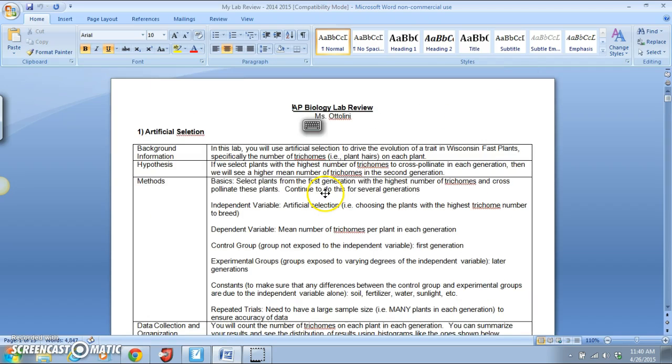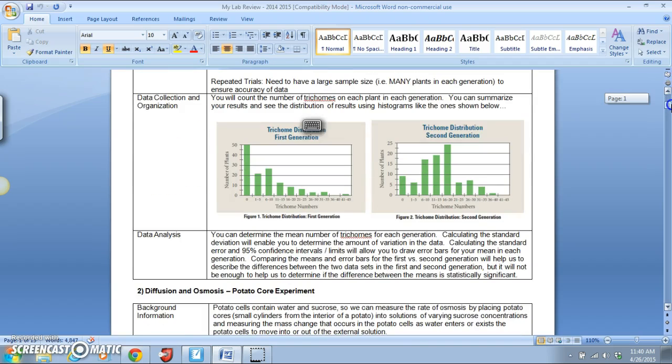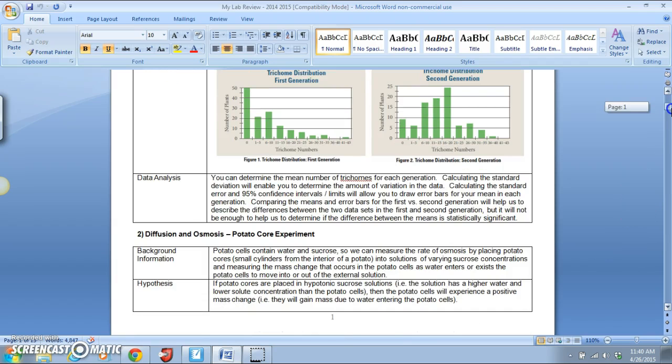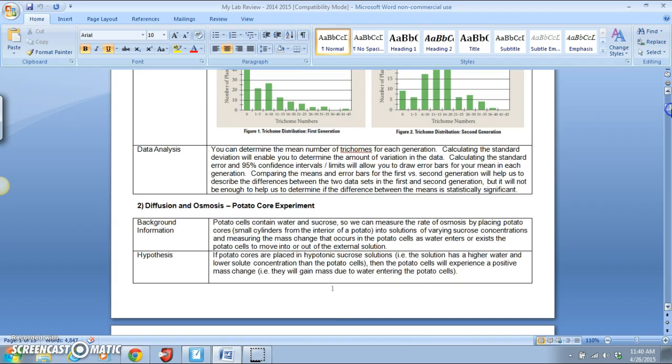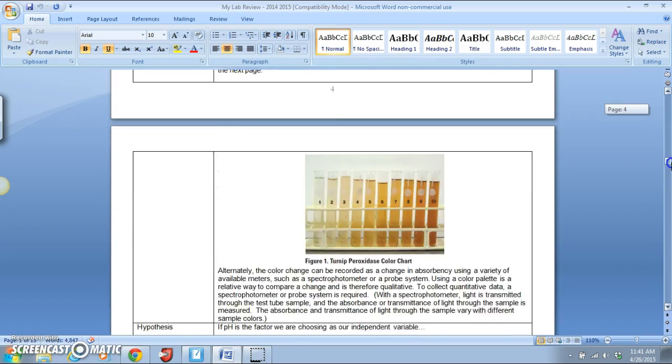In the next section for each lab, they give you some information about how you would collect your data and organize it. So in this case, they organized it with 2 histograms. And in some of them, you'll organize it in a chart. After that, it talks about data analysis. Are you going to calculate the mean of the data, the standard deviation? Are you going to look at standard error? Stuff like that.